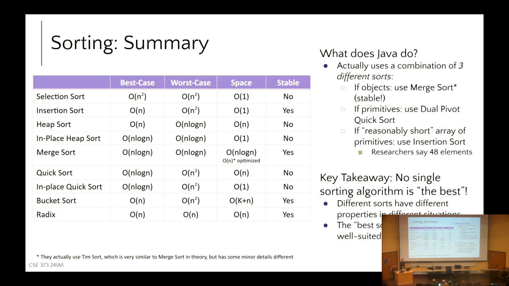So if you call arrays.sort in Java, and it's objects in your array, it uses merge sort. If there are primitives in your array and your array is 48 or smaller, it runs insertion sort. If your array is 49 or bigger, it runs dual pivot quicksort. And this delightful combination of things is essentially referred to as timsort. Timsort is also a little optimization on merge sort. Any questions about how that all breaks down?